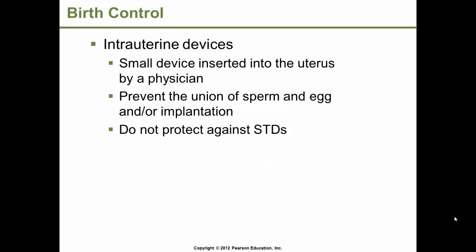An IUD, or intrauterine device, is a small device inserted into the uterus by a physician, which prevents the union of the sperm and the egg and or implantation, but it does not protect against sexually transmitted diseases. Pelvic inflammatory disease is a risk associated with IUDs. Risk is greatest in the weeks following the insertion because disease-causing organisms can enter the uterus from the vagina at this time.